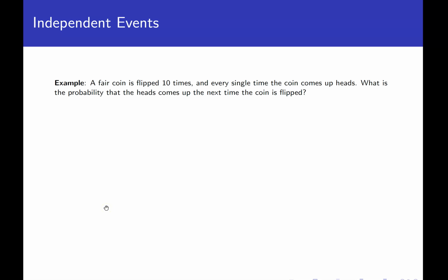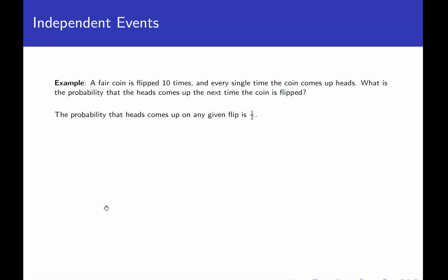So in this video, we're going to talk about independent events. Just to motivate the topic, let's say we have a fair coin and it's flipped 10 times. For some reason, every single time you flip that coin, it comes up heads. Well, on the 11th flip, what's the probability that the heads comes up again?